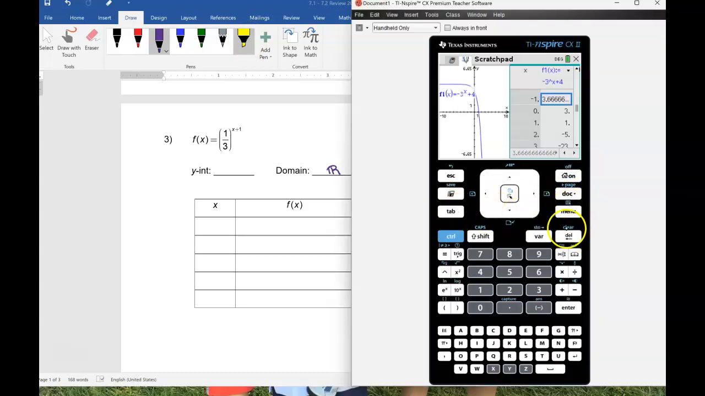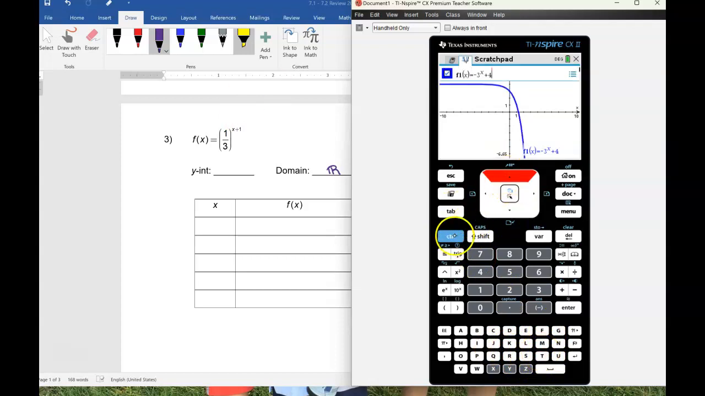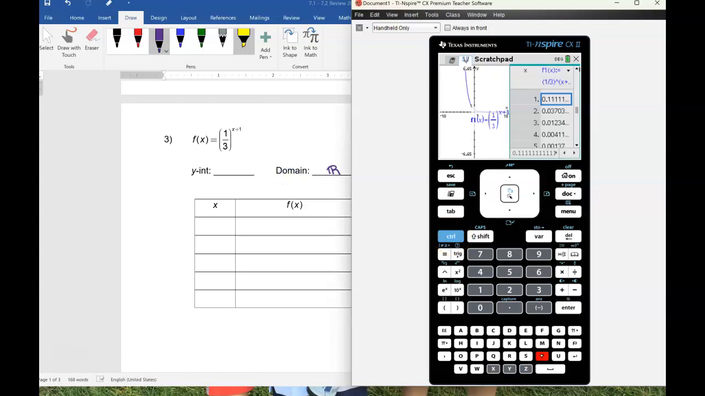So I like to get rid of the table when I'm graphing just so I have more space here. Okay. So tab. Here I'm going to do in parentheses 1 over 3 to the power of x plus 1. Okay, so here we go. Now when I do Control T. Okay, so look here.